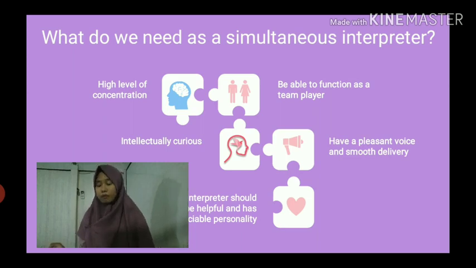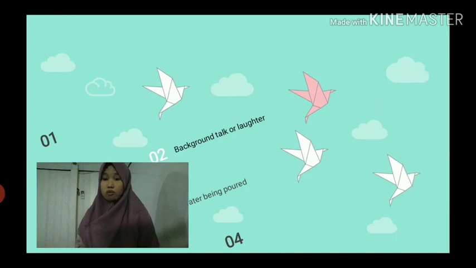He is the head of interpreters, and he said that an interpreter should be helpful and have a sociable personality. We know that in one booth there are two people, right? So they work in turns. For example, when I am not interpreting, I can help the person beside me find something in an online dictionary or something like that. That is why we should have a sociable personality and be helpful.